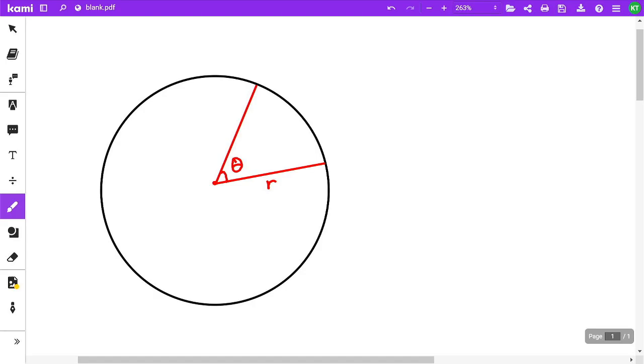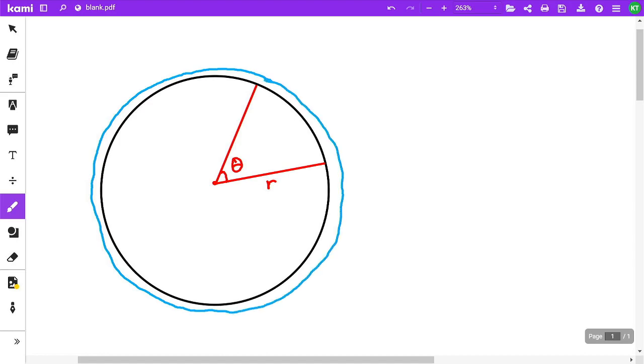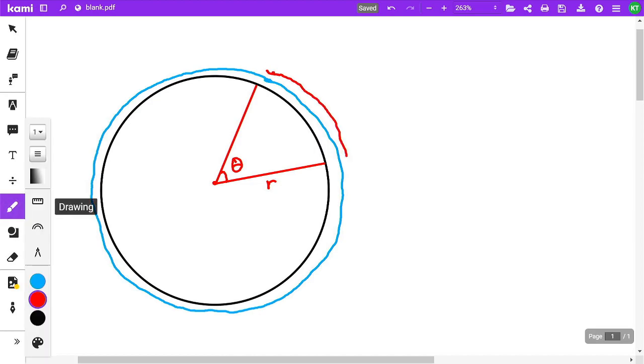Alright, so in this video we're going to be discussing arc length. Arc length is related to the circumference, or the outside of the circle. If I was talking about this whole entire thing, but we're just looking at a specific segment of our circumference. So in this case, we're going to look at this, for example.